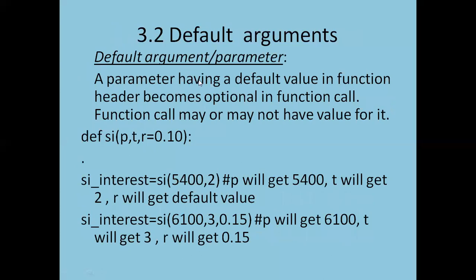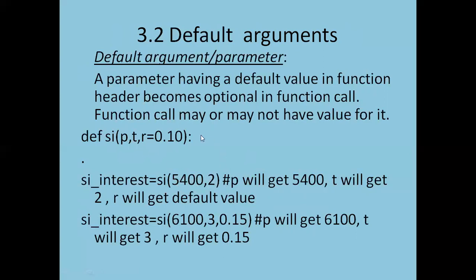A parameter having a default value in the function header becomes optional in the function call. So the function call may or may not have a value for it. Suppose my function name is simple interest, SI. I need P, T, R: principal, time, and rate. Now I have defined by default my rate value as 10%, so 0.10. Now when I call this simple interest function from somewhere else, SI interest is equal to SI, suppose my principal value is 5,400 and my time is 2.